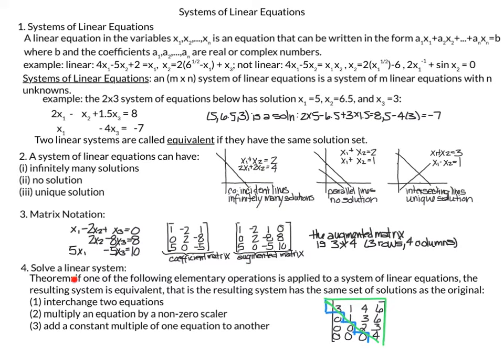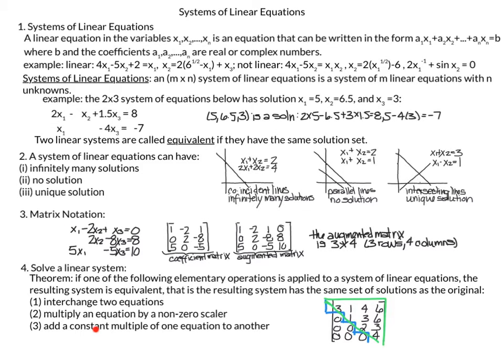To solve this linear system, we're going to use elementary row operations, and each of these elementary row operations will give us equivalent systems, so we'll still keep the same solution set. So one thing we can do is we can interchange these two rows or these two rows. It won't affect the solution. The second thing we can do is multiply an entire equation by some non-zero scalar. That will not change our solution.